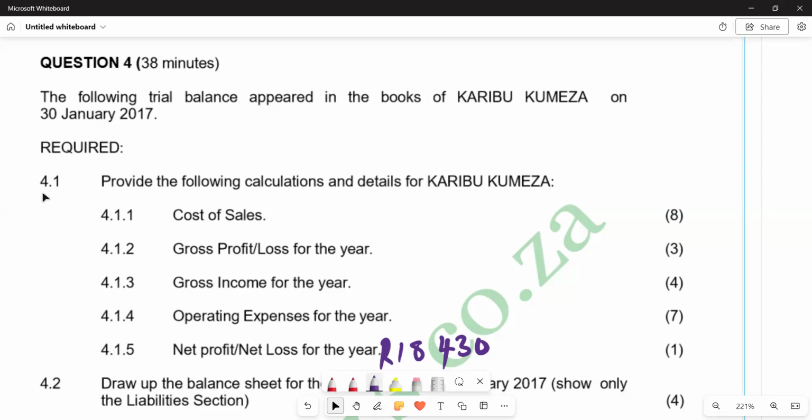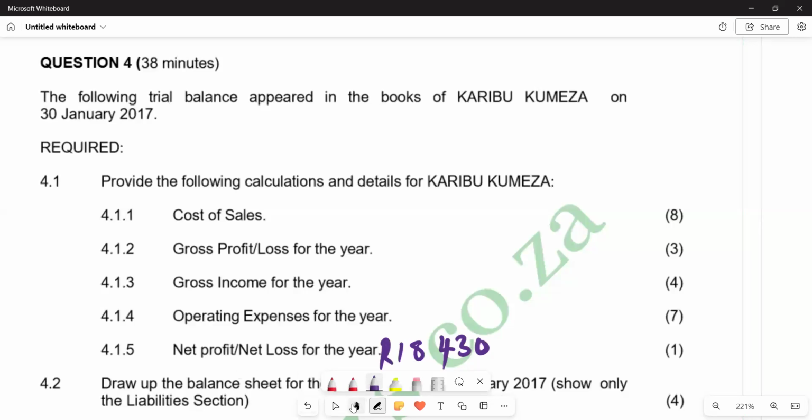So, part 4.1, we are not going to look at it. We are going to concentrate on 4.2. But we are going to use a figure from 4.1.5 of net profit or loss for the year, which is 18,430, which is the net profit for the year. We're going to use it on the preparation of the notes to the balance sheet.